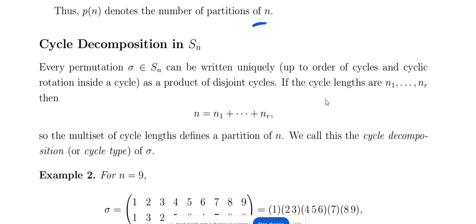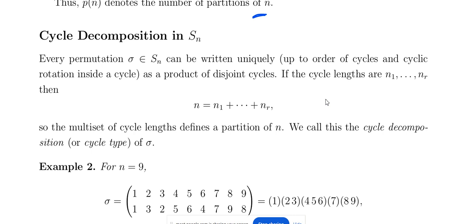Every permutation sigma belonging to Sn can be written uniquely, up to the order of cycles or cyclic rotation inside a cycle, as a product of disjoint cycles. If the cycle lengths are n1, n2, nr, then n equals n1 plus n2 plus nr.